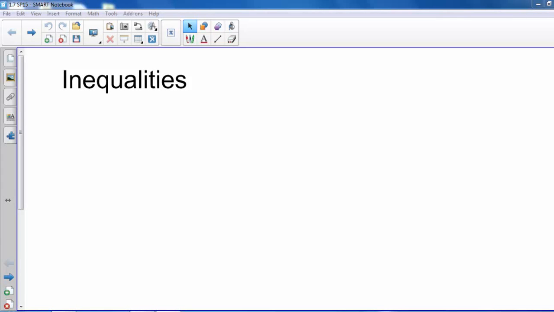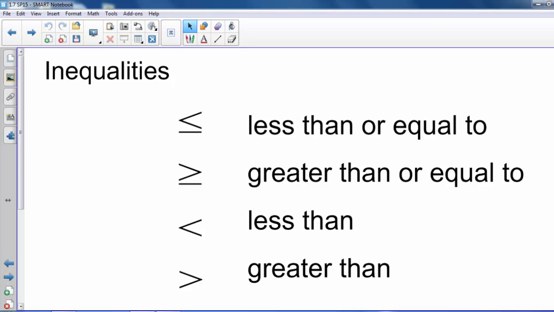When we talk about inequalities, first we need to discuss what is an inequality. Inequalities use the symbols less than or equal to, greater than or equal to, less than, or greater than. You can tell these apart by if it includes equal to, you'll see half of the equal sign.